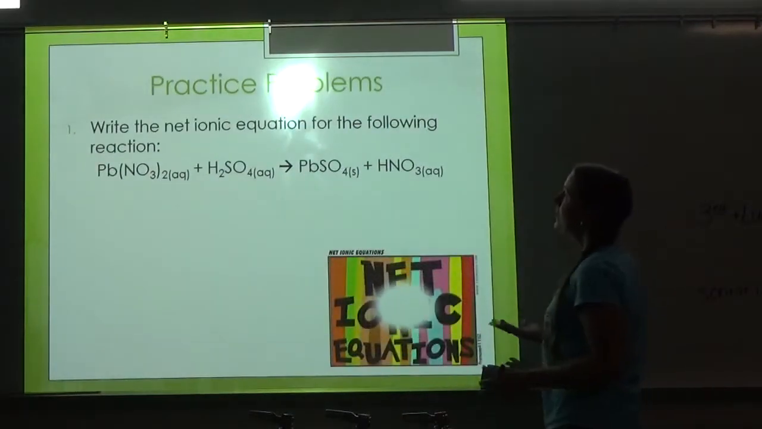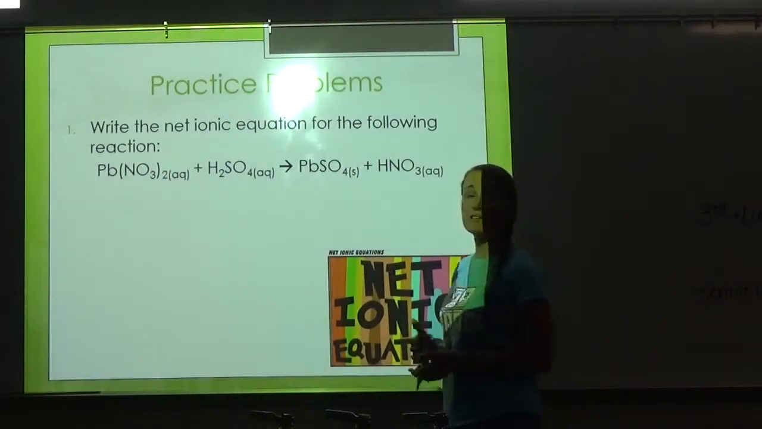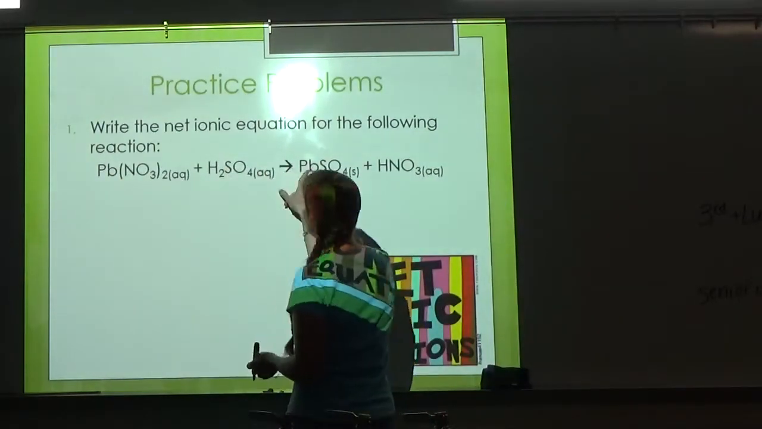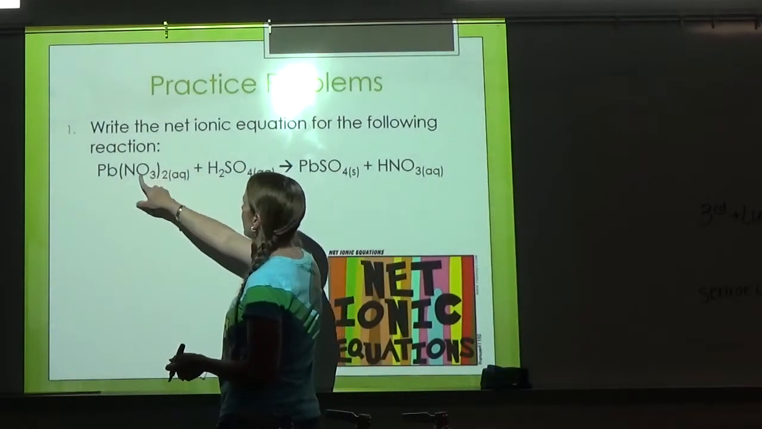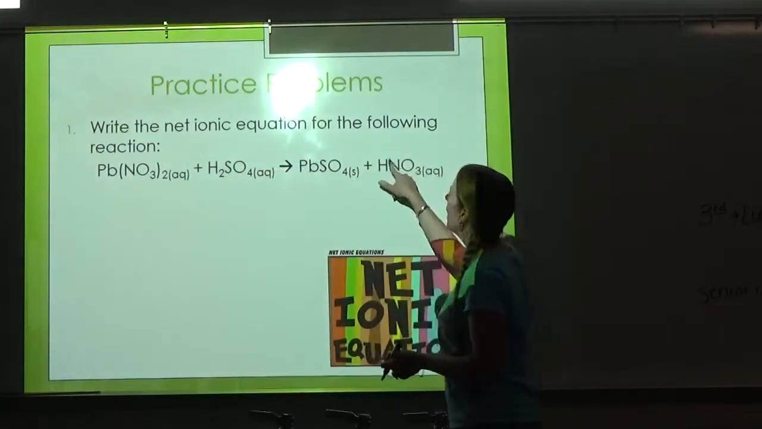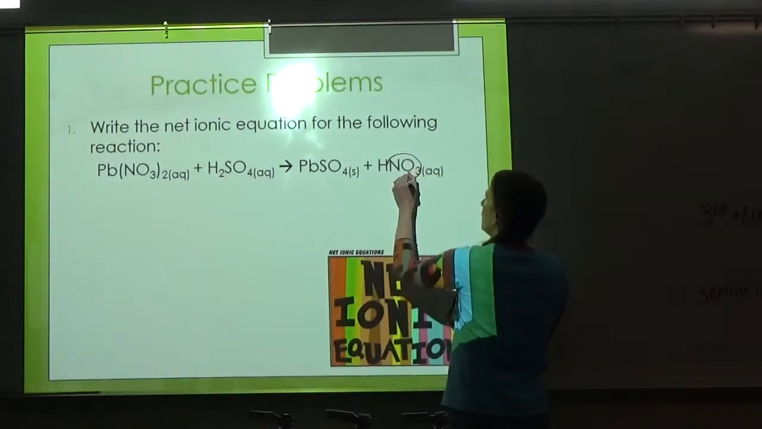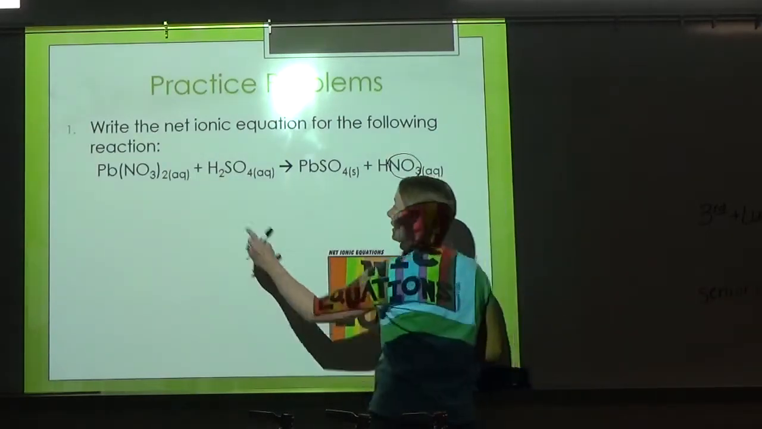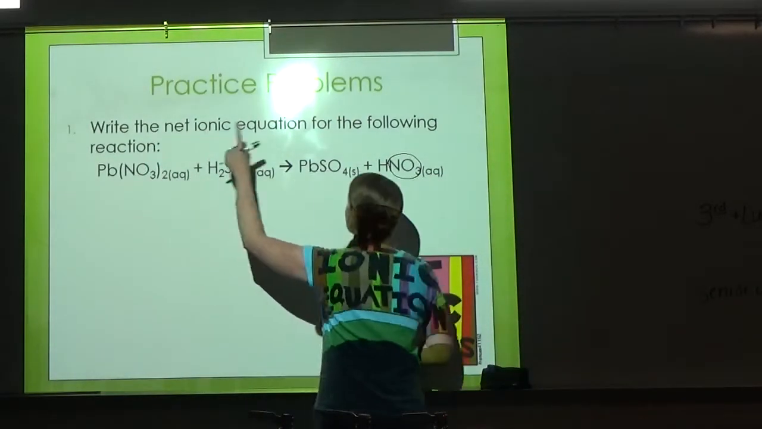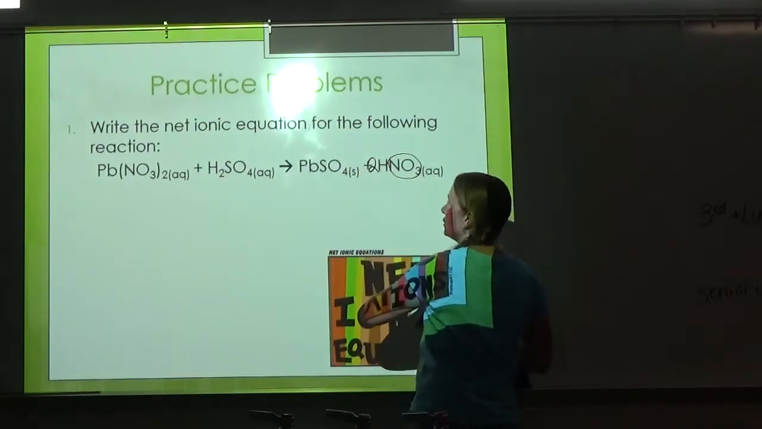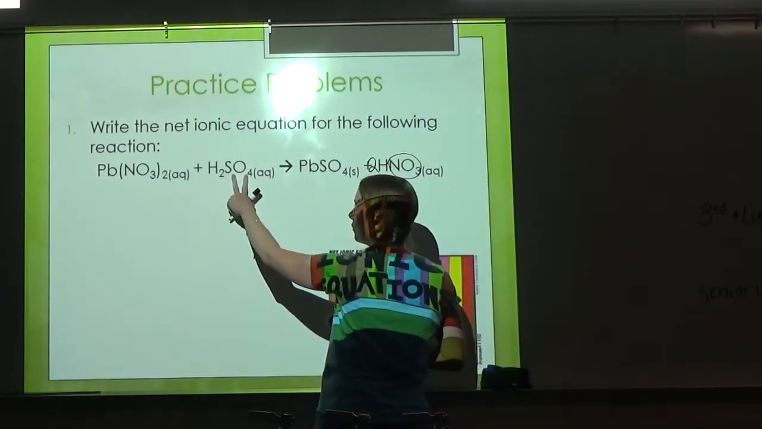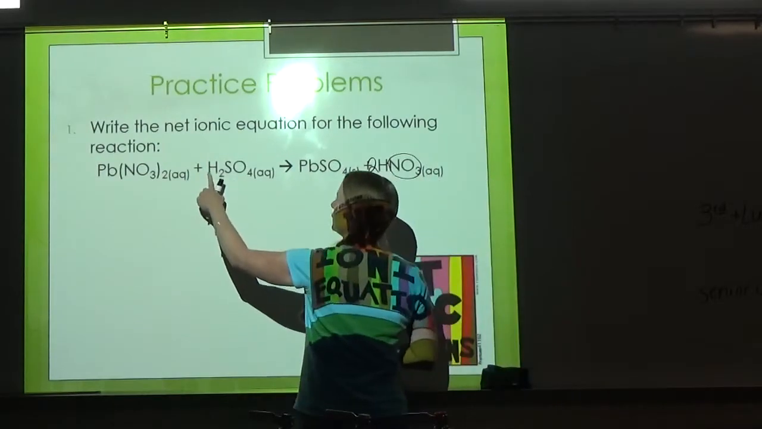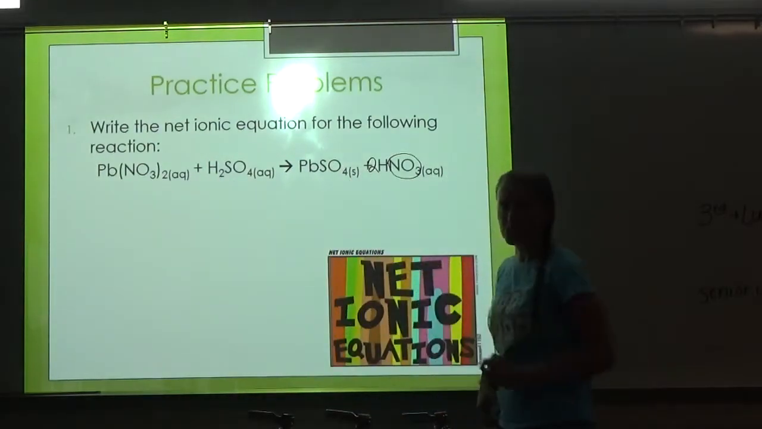It says write the net ionic equation for the following reaction. The first thing I'm going to do is balance. I have 1 Pb, 1 Pb. I have 2 nitrates on one side, and 1 nitrate on the other. Remember, this is all one thing. If it helps, circle it so you'll remember it's one thing. So I have 2 nitrates, and here I just have 1, so I'll put a 2. I have 1 sulfate, SO4, and 1 sulfate, SO4. I have 2 hydrogens and 2 hydrogens.